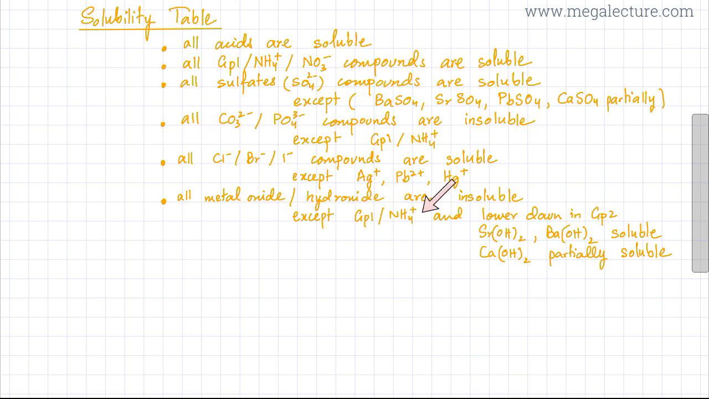So group 1 and NH4+ oxides and hydroxides are soluble. And some hydroxides and oxides of group 2 are going to be soluble. You should also note that whenever an oxide dissolves in water, if it's soluble, it no longer remains an oxide. Oxides generally change into hydroxides. So oxides and hydroxides, you can use them interchangeably.